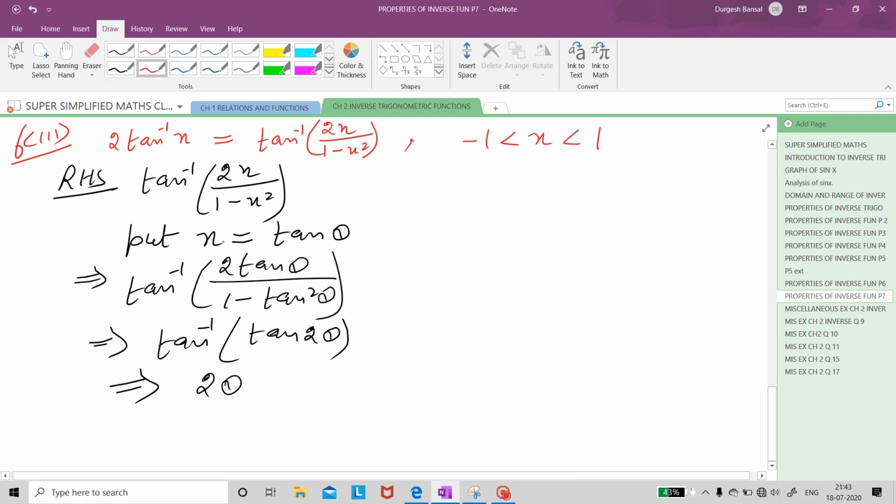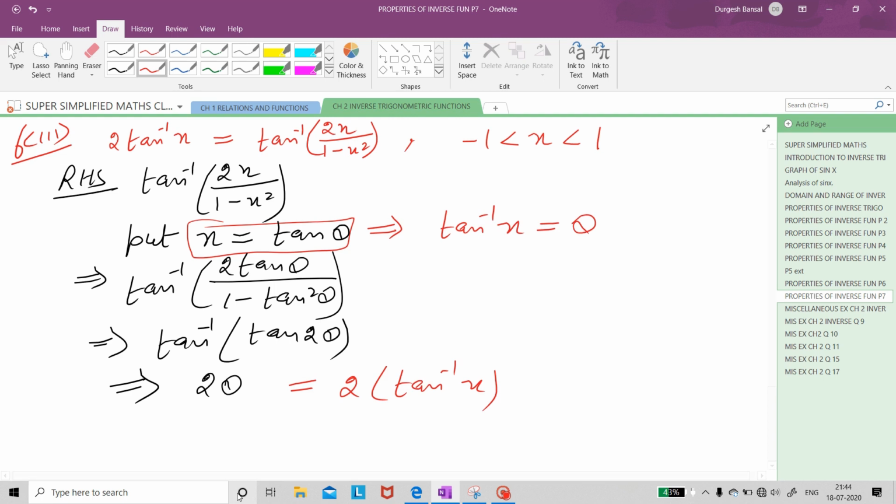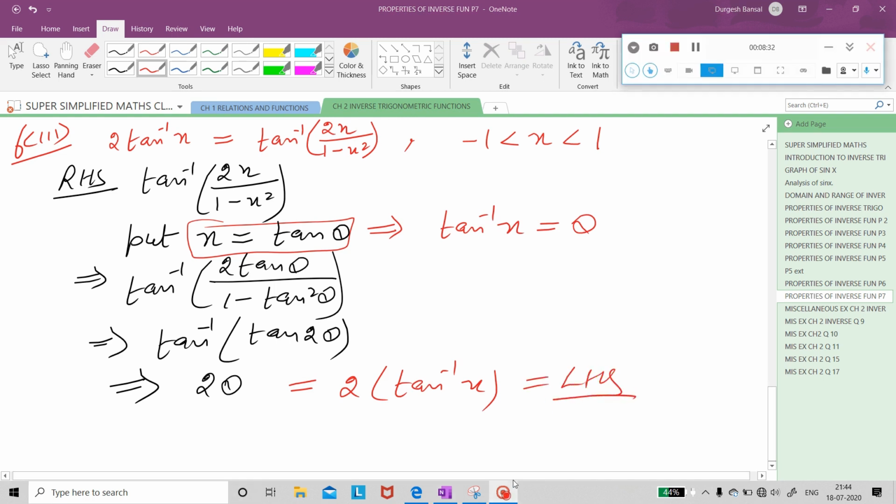Now because it is assumed that x is tan theta, this implies tan inverse x is equal to theta. So in place of theta, we can write tan inverse x, which is equal to left hand side, and hence the proof. So students, these were all the properties of inverse trigonometric functions that you have to study.